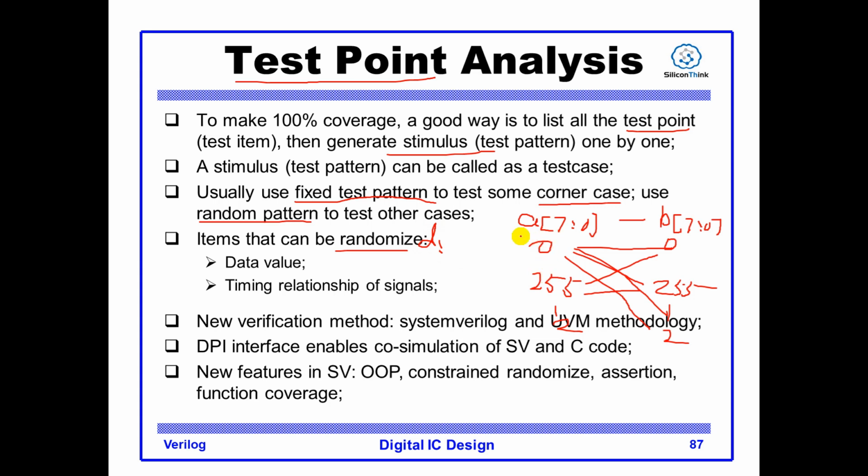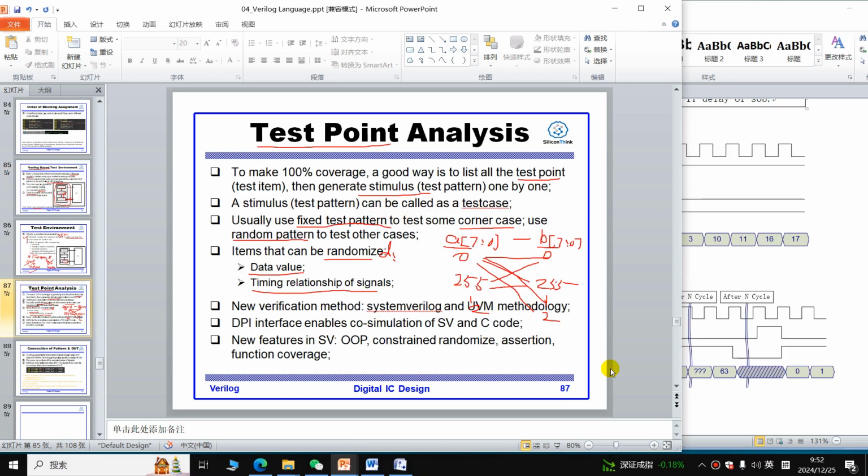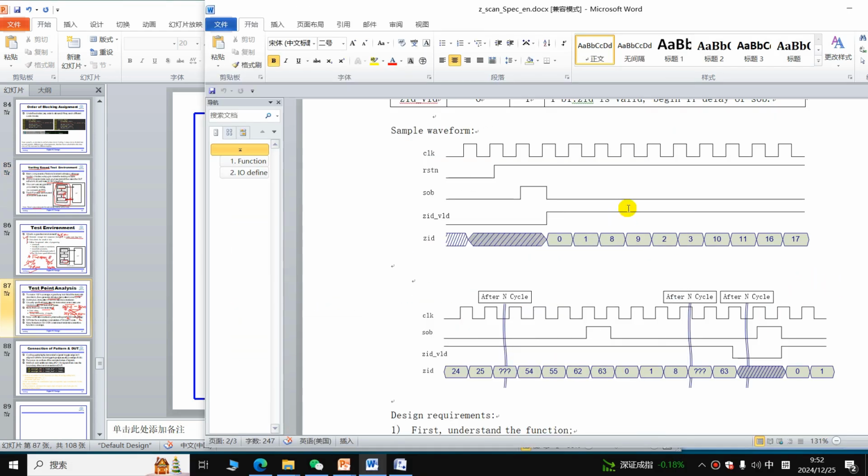For example, you can randomize the value of A and B and test their function. The items that we can randomize are the data value, yes, and the timing relationship of signals, that is, the waveform of signals. For example, in this second case, the waveform of SOB, the point of the high pass of SOB, is an example of the timing relationship of signals.